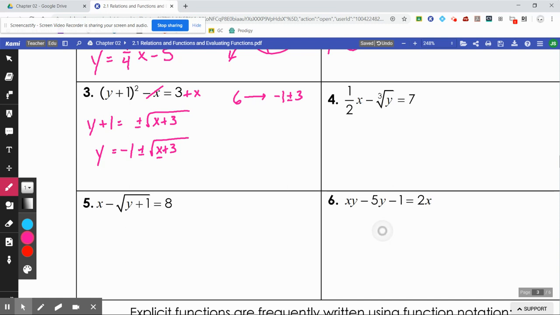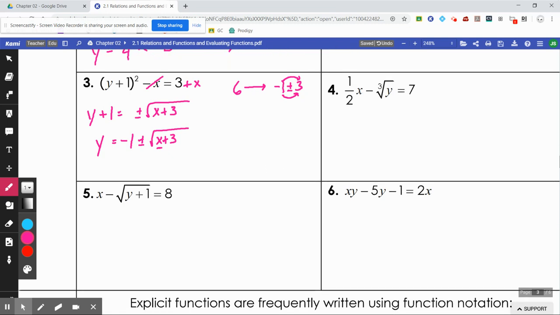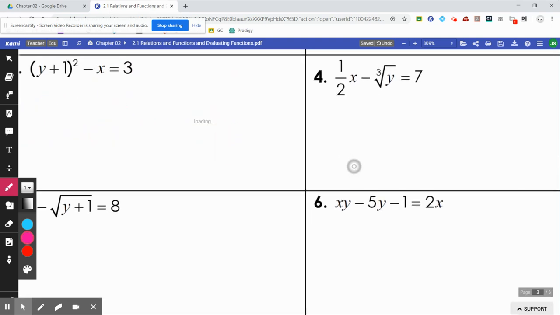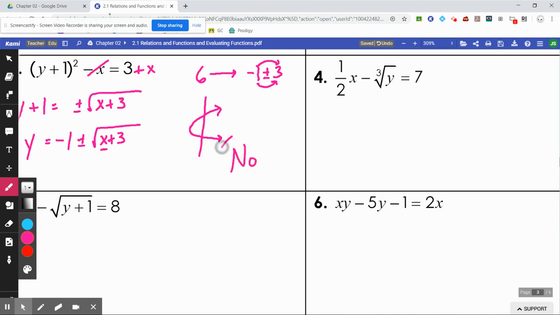So when I plug in 6, I get -1 plus 3, and I get -1 minus 3. I get 2 and -4. I get two different y values. The reason for that is this, if you were to graph it, is actually a sideways parabola, which definitely does not pass the vertical line test, so this would not be a function.